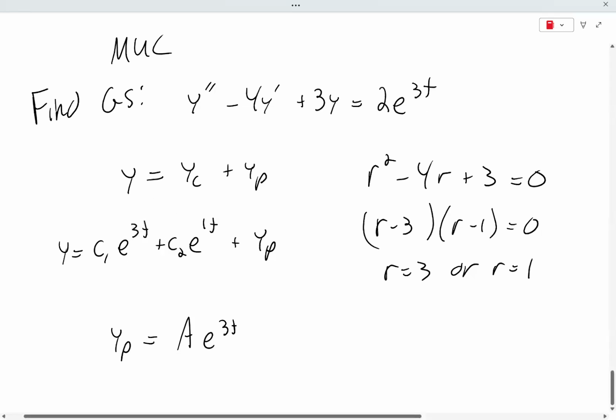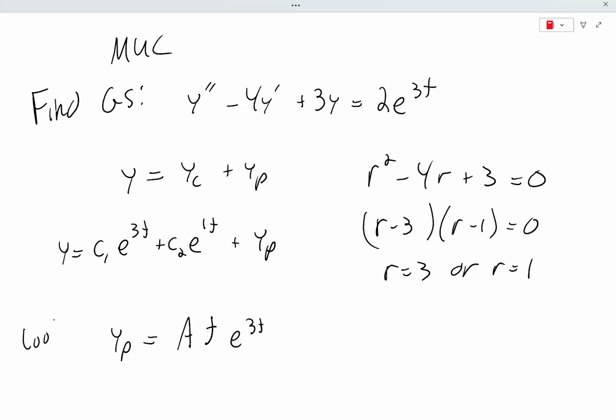Okay, so what you have to do here is this: when you have duplication, you have to put a t in front. Leave a little space here. You have to go for this instead. So try this here. You look for this.